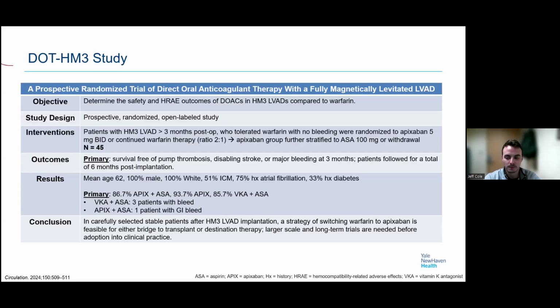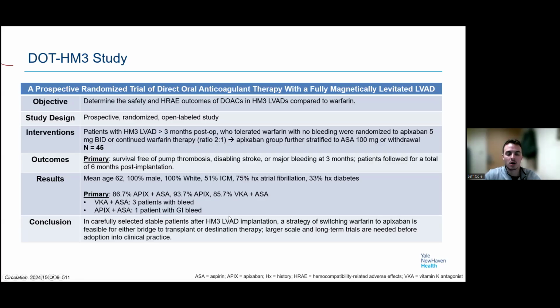While this study had more patients, 45, it is still not a huge sample size, and it's looking at the same outcomes as the previous study. These were all male patients, all white patients, and they had a higher percentage of ischemic cardiomyopathy. Looking at the primary outcome, it was 86.7% in apixaban plus aspirin, 93.7% in apixaban alone, and 85.7% with warfarin plus aspirin.